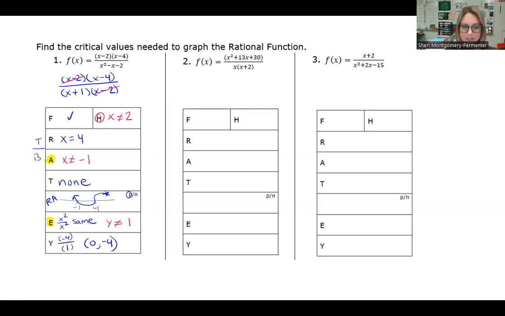When I go to graph this, the top and the bottom, those are going to be points. And those are going to be asymptotes.